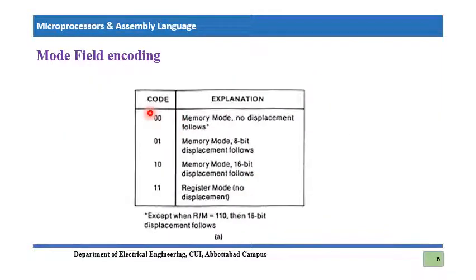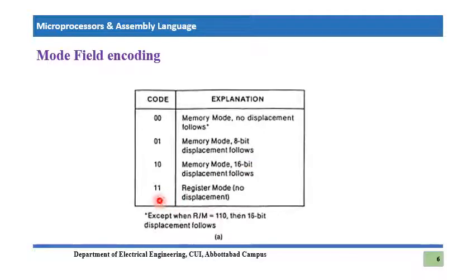In this slide we deal with the possible options of the mode field. The mode field is a combination of 2 bits, so we have only 4 options: 00, 01, 10, 11. 00 tells us it is memory mode, simple memory mode without any displacement, and we're going to see what that means. Then 01 indicates memory mode but with 8-bit displacement. 10 is again memory mode but with 16-bit displacement. So one can see no displacement, 8-bit displacement, and 16-bit displacement.